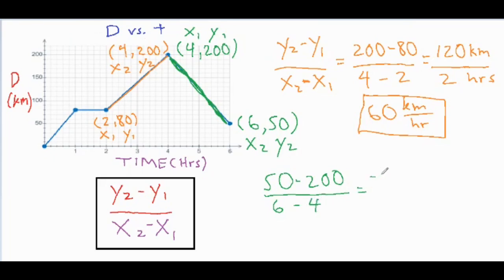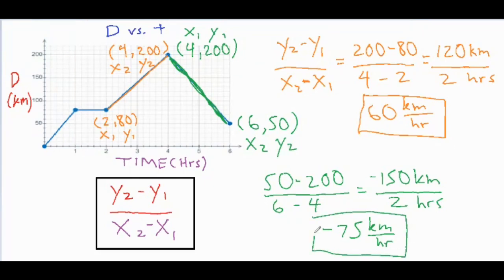50 minus 200 is negative 150, and that's in kilometers because those are y values. So I'm going to grab my y unit from the y-axis. And then when I do 6 minus 4, I get 2 hours. And I can go ahead and put that in my calculator. This one I could just do in my head. And I get negative 75 kilometers per hour. And the unit was easy because I already wrote down each of those 2 units before. It's always something per something because it's always the change in y over the change in x.